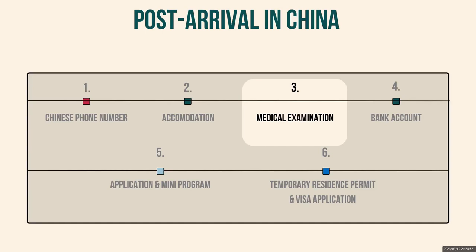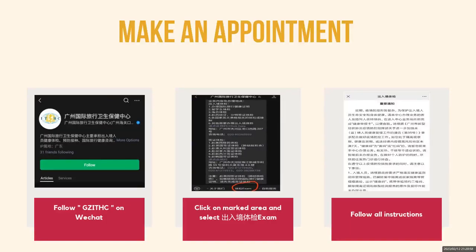First, we will talk here, our number three part, we'll talk about medical examination. Next. So medical examination is one of the important things that you need, of course, to apply for the resident permit in China. So how to make an appointment for that?